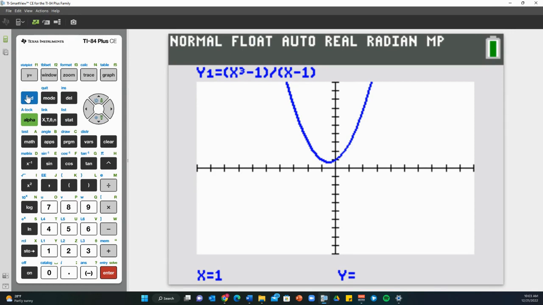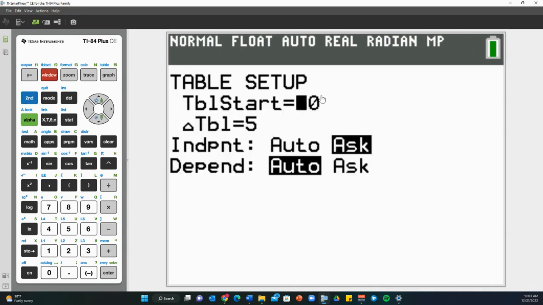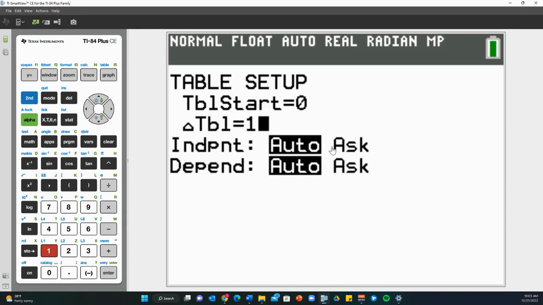To work with the table, we're going to change some settings first. We're going to go to second, and then the window button goes to our table set. There are two modes for your table. The table can generate pre-made values of x for you if that's how you want it to do it. If that were the case, then you would make the independent variable set to auto, and it will automatically generate a set of x values, and that's what these numbers are for. You can tell it where to start and then how much to count by. So if you want to count by ones, you would make that delta table value 1.